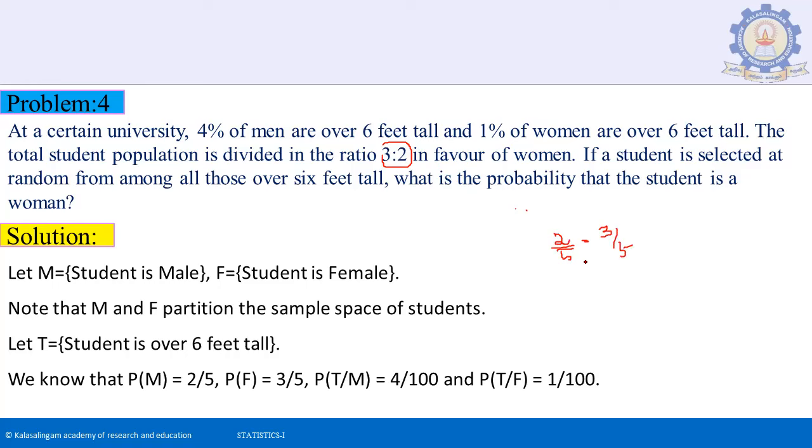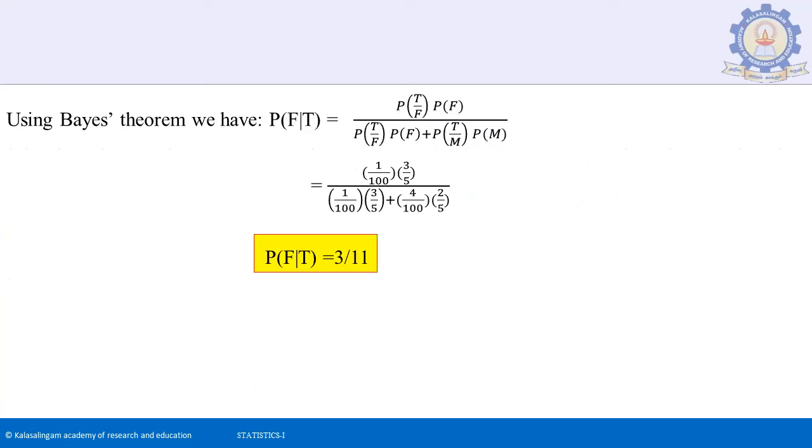The probability of T given M is equal to 4 by 100, and the probability of T given F is equal to 1 by 100. Using Bayes' theorem, we have P of F given T is equal to P of T given F into P of F, divided by P of T given F into P of F plus P of T given M into P of M. Substituting the values, you will get the answer 3 by 11. Take the LCM here.